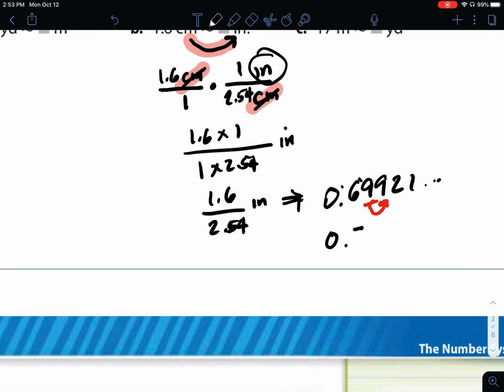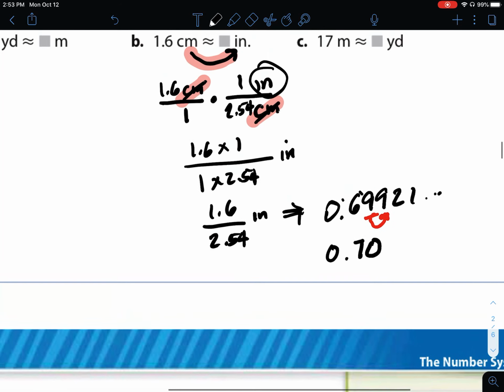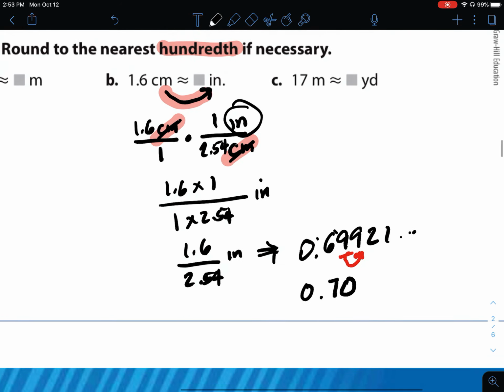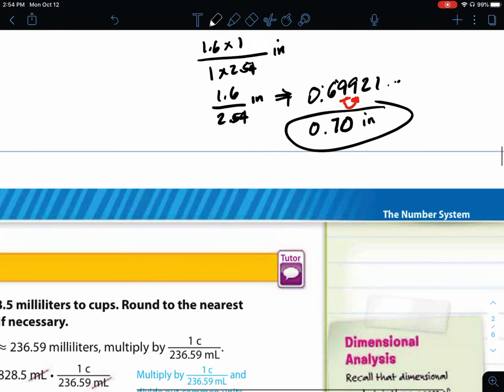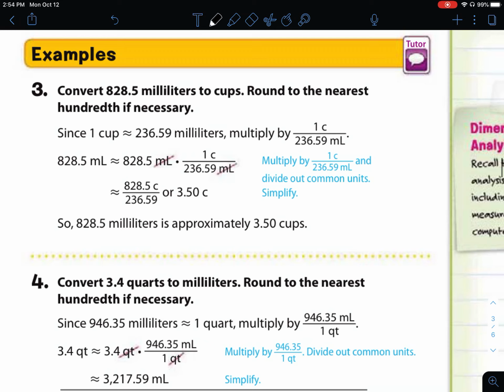So this becomes 0.70. Okay, so my answer here is 0.70 of an inch. That's my answer. Okay, so try this on your own. Do letter A and letter C.